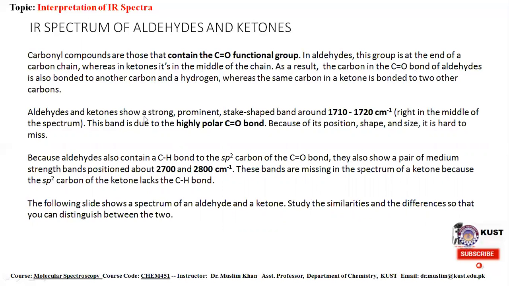Therefore, aldehydes and ketones show a very strong, prominent stake-shaped band around 1710 to 1720, right in the middle of the spectrum. This band is due to the highly polar carbon-oxygen bond. Because of its position, shape, and size, it is hard to miss.